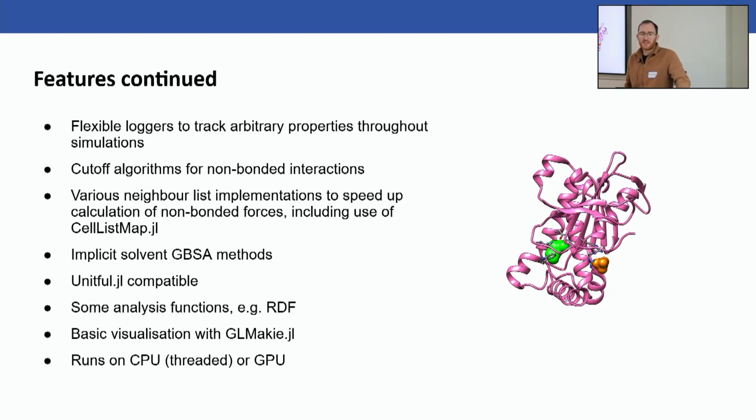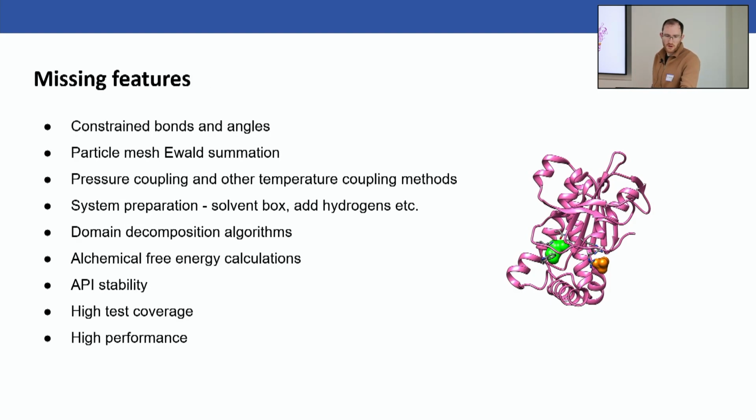And we also have some basic visualization with GLMakie. And it can run CPU, it can run threaded, and it can run on GPU, which I'll talk a bit more about. At the minute, there are a few things missing, so we don't have constrained bonds and angles, but by constrained, I mean constrained in the actual integration. Ewald summation is the next big thing to add.